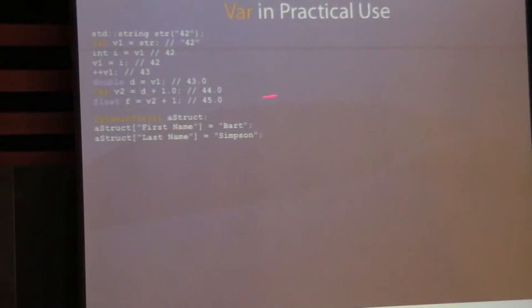This is what it looks like in practical use. So essentially, you do string and then assign that string to var, and then you can assign that to an int. Then you can assign that int to var. You can increment it, and you can see the value will change. You can assign it to a double. Then you can add just another double, have a float. It'll do the right thing. It looks and feels like a sort of dynamic language.